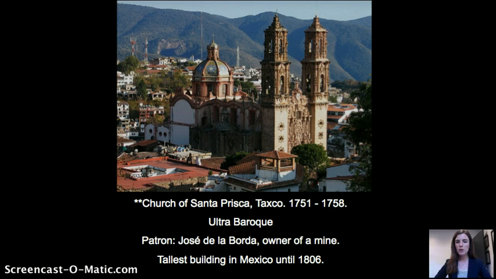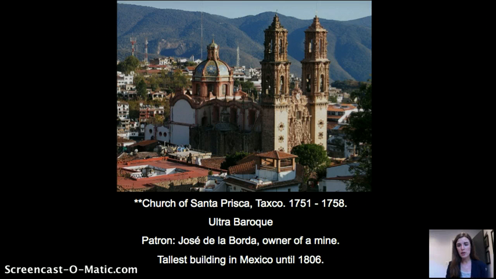It was commissioned by the owner of a mine, so thinking again of the material richness of Mexico, the importance of mining. This is in the state of Guerrero, in the city of Taxco. You can see the construction was concentrated in a very short time in the 18th century, in the 1750s. It was the tallest building in Mexico for about 50 years. As you can see, those towers literally tower over the city and would have been very impressive. It was very expensive, even though the mine owner, Jose de la Borda, was very well off.